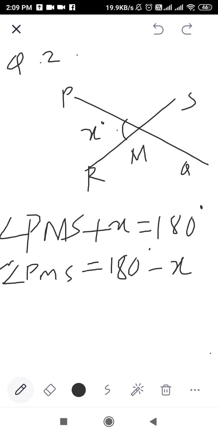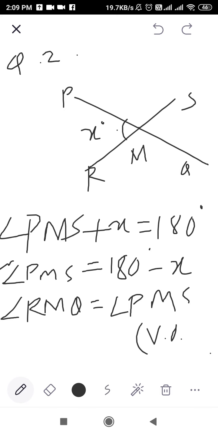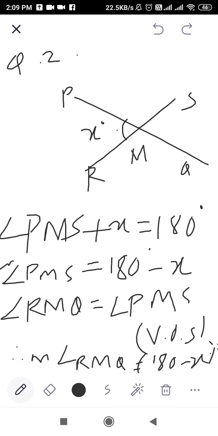Now since RMQ is the opposite angle of PMS, दोनों का measurement same होगा, right? Measurement of angle RMQ is equals to measurement of angle PMS, right? Again vertically opposite angle, reason दोगे आप, okay? So therefore measurement of angle RMQ is equals to 180 minus x. Okay, so here we have completed second question. Now practice set 20 is completed here.